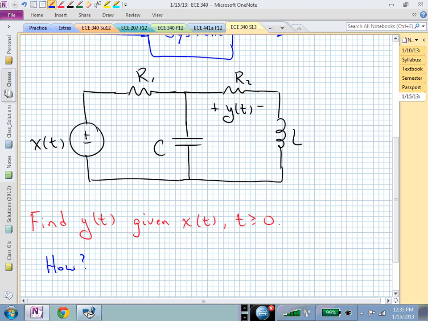Somebody said current loops. Mesh analysis, is that what you're thinking? This is begging for mesh analysis, isn't it? It has these two windows, or these two meshes. It's saying, oh, you need to do mesh analysis probably. And you could do this with mesh analysis.